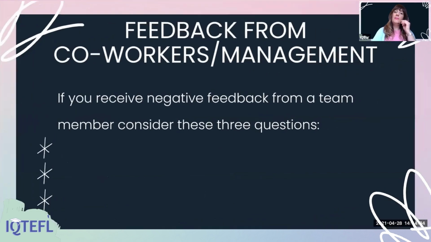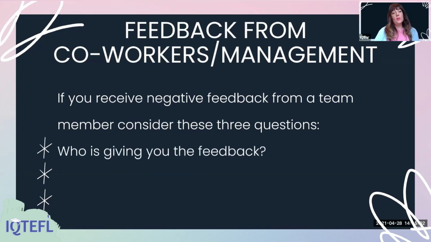So what about if it's feedback from co-workers or your management? Again, you may receive negative feedback or feedback which has highlighted areas that you need to work on. So consider these three questions, because this is where you could very easily go on the defense. These are my co-workers, this is my manager, I don't need complaints or negative feedback from these. But rather than going on the defense so that you haven't done anything wrong, ask these questions.